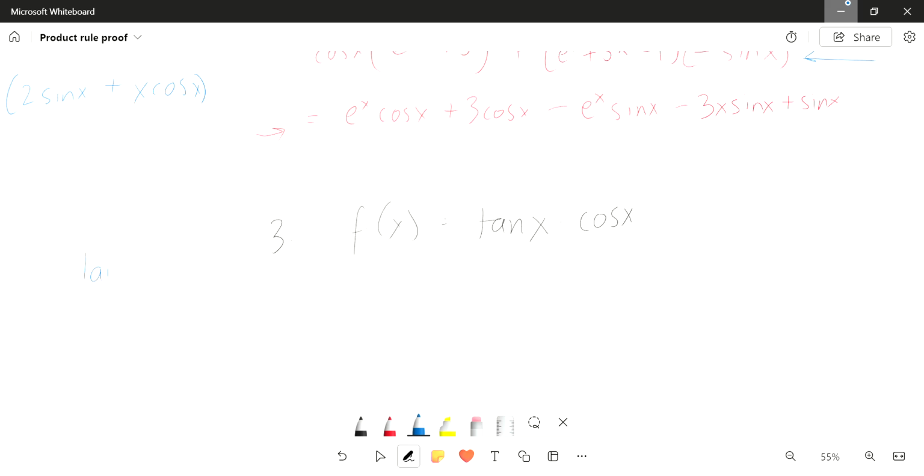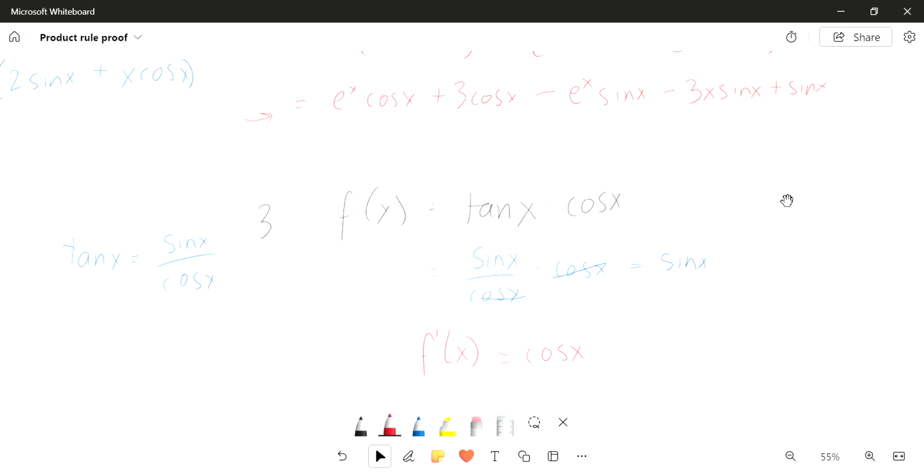In fact, tangent x is defined such that it is sine x divided by cosine x. So if you were to replace tangent x with sine over cosine, you get sine x over cosine x times cosine x. And so that just cancels out to become sine x. And this becomes something that's pretty easy to take the derivative for. So that means the derivative of this function is just cosine x. So the product rule isn't necessary in all cases.